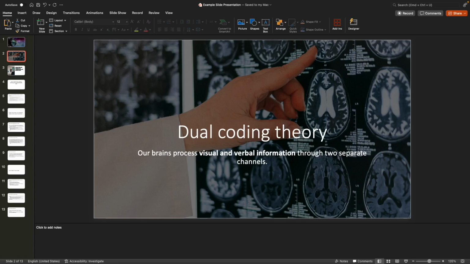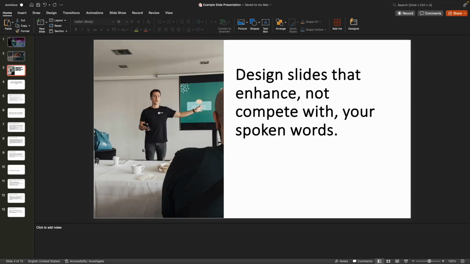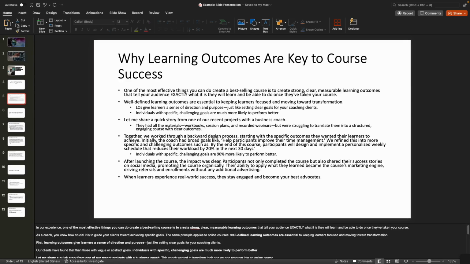So this theory explains that our brains process visual and verbal information through 2 separate channels. When these 2 modes, words and images, work together, learners are much more likely to retain the key information and to stay engaged. But if you overload both channels with too much information, like when a dense slide competes with your voice, learners tune out. The goal here is to design slides that enhance, not compete with your spoken word, and I'm going to walk you through that now.